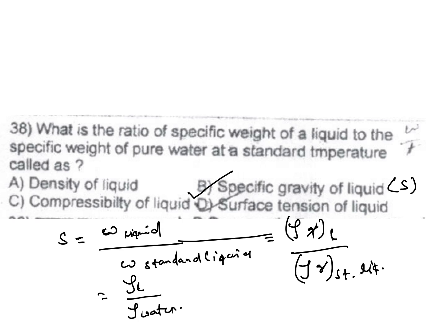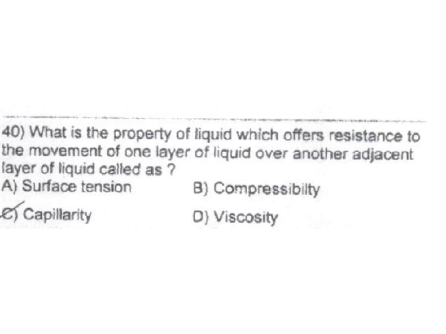What is the property of liquid which offers resistance to the movement of one layer of liquid over another adjacent layer of liquid called as? A, surface tension, B, compressibility, C, capillarity, D, viscosity.